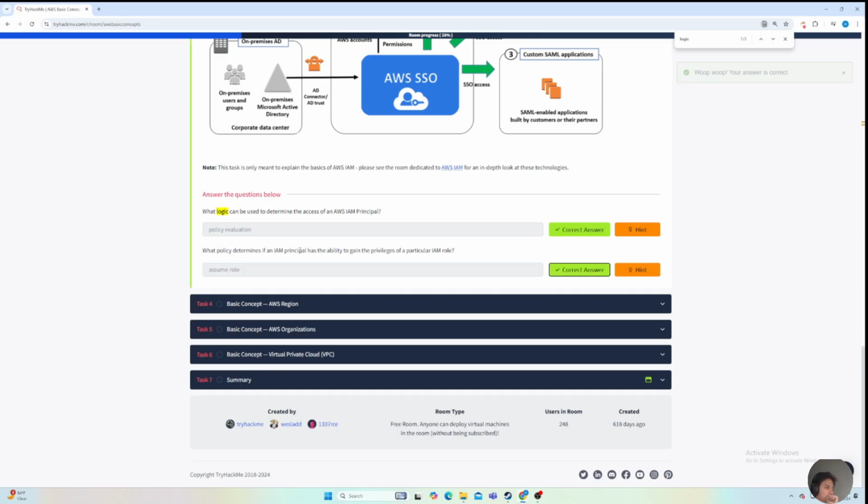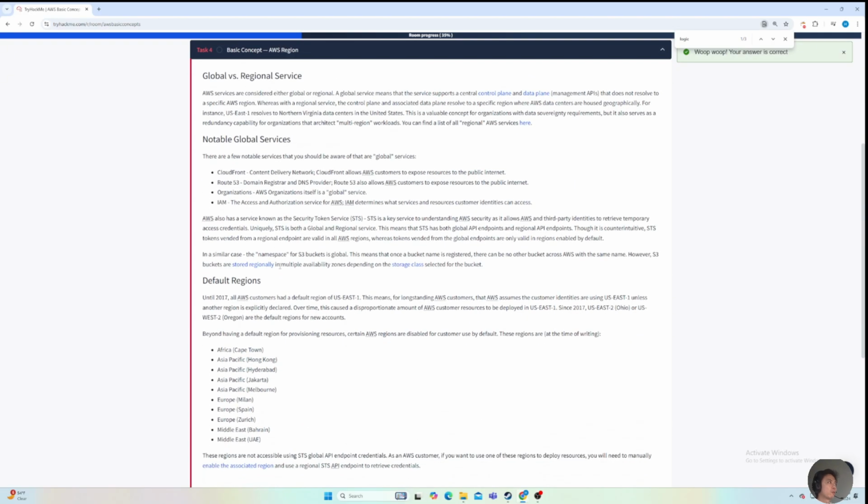Okay, moving on to the next concept, AWS region. Global and regional service. AWS services are considered either global or regional. A global service means that the service supports a central control plane and data plane management APIs that do not resolve to a specific AWS region, whereas with a regional service, the control plane and associated data plane resolve to a specific region where AWS data centers are housed geographically.